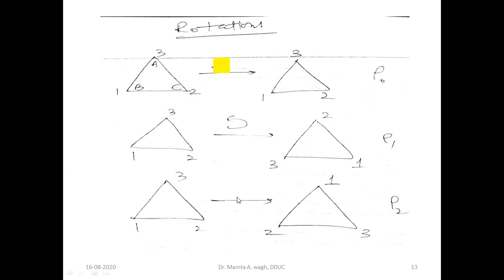Then the 240° rotation, because 120 plus 120 is 240. If I rotate this again 120° anti-clockwise, that will be the 240° rotation. So 1 will come here, 2 will come here, 3 will come here. So this is your rho 2. So rho 0, rho 1, rho 2. Again, if I rotate it 120° further anti-clockwise, then you will get rho 0. So in total we are getting these three rotations: rho 0, rho 1, and rho 2.